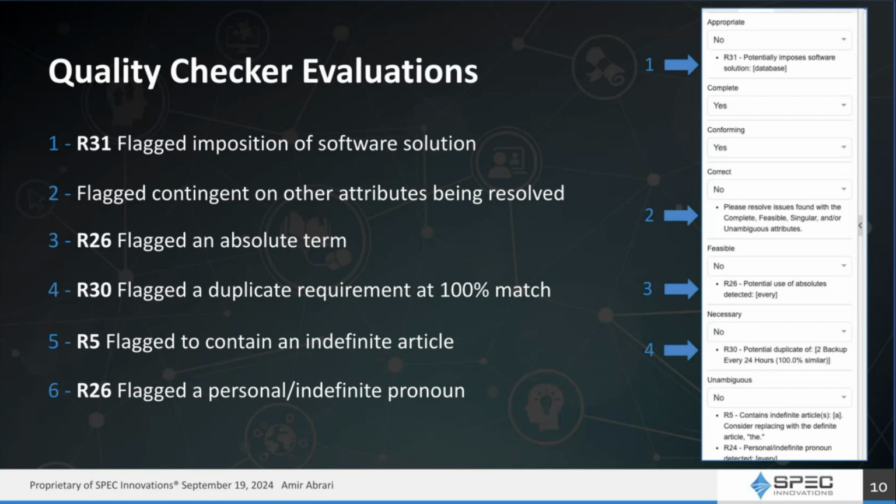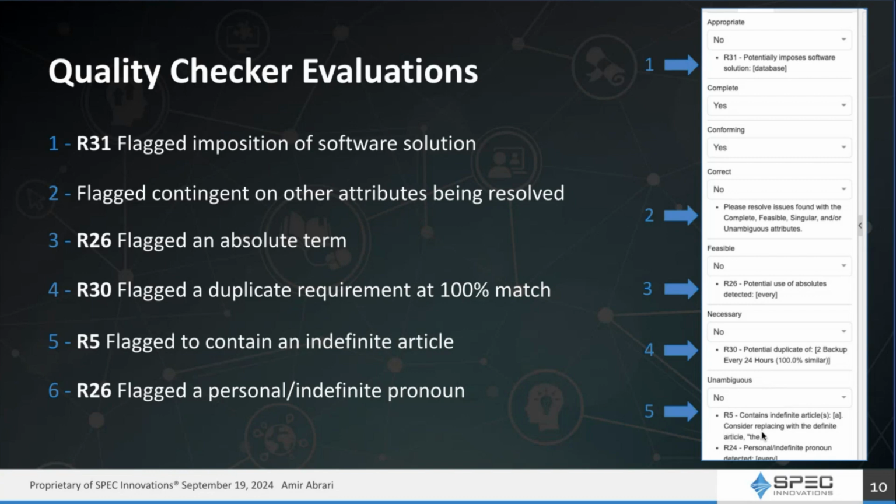So there's no need for the duplicate. So this now flags it for us. We can go ahead and find it. And there's actually an example of that in the demonstration that I'm going to show you today. For our fifth step, this contains an indefinite article "a".